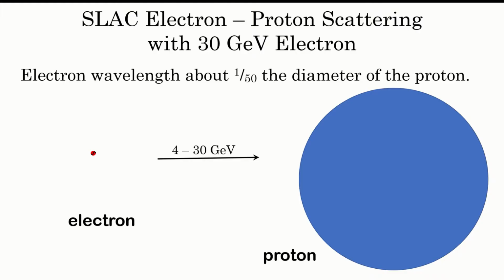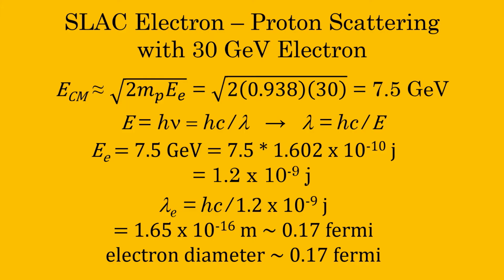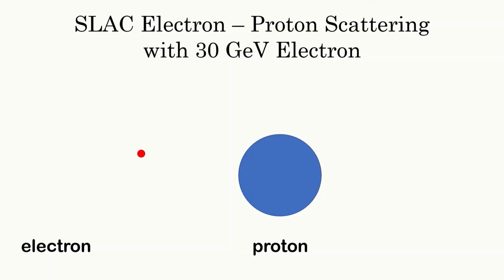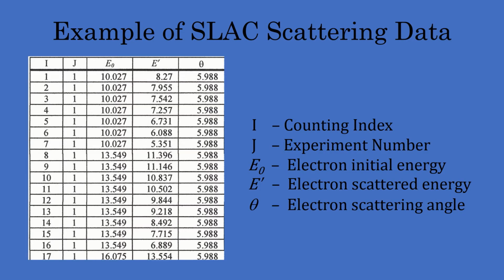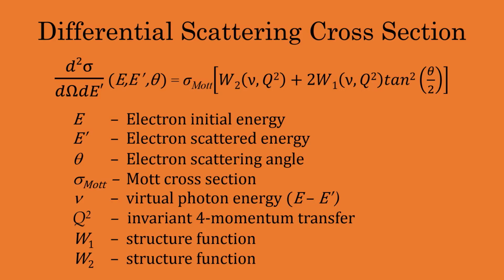At 30 GeV, 50 times the HEPL energy, the center of mass electron energy is about 7.5 GeV, making the SLAC electrons have wavelengths of about 0.17 Fermi, short enough to penetrate the proton rather than bounce off it. The scattering cross-sections can be determined from the electron scattering data comprised of the scattering energies and scattering angles. An expression for the differential scattering cross-section can be formulated from QED, quantum electrodynamics. Using it and the scattering data, information about the structure of the proton can be obtained.